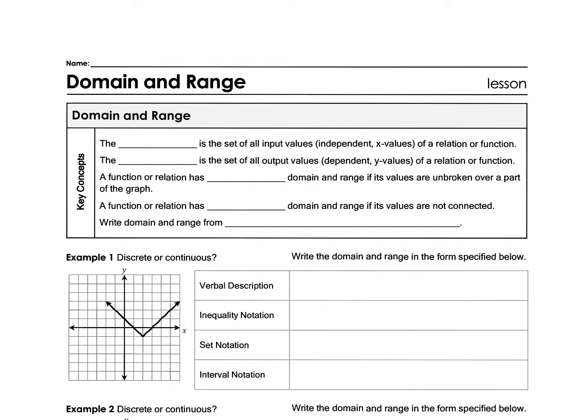Okay, so lesson 1, we're going to be talking about domain and range. You should have heard those two terms before in Algebra 1. Notice this first part is just some definitions. It says the blank is the set of all input values, which are your independent and your x values of the relation or function. That is your domain.